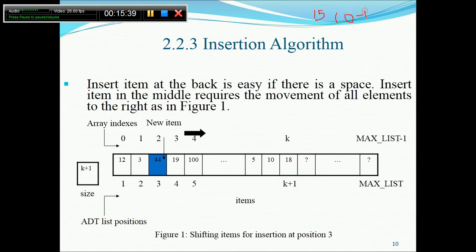Suppose we have only 10 elements present. In this case, 0 to 9 will be filled. Now the idea is you have to store at the 10th index. Since you have the space, inserting at the last or back is quite easy, because you do not have to change any places here and there. There is a space given, you just have to add the element, and it is working fine. So inserting an item at the back is easy if there is space.